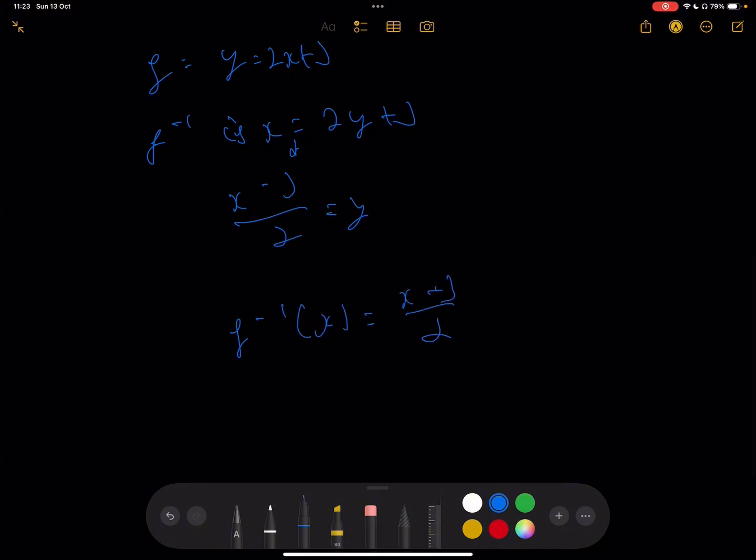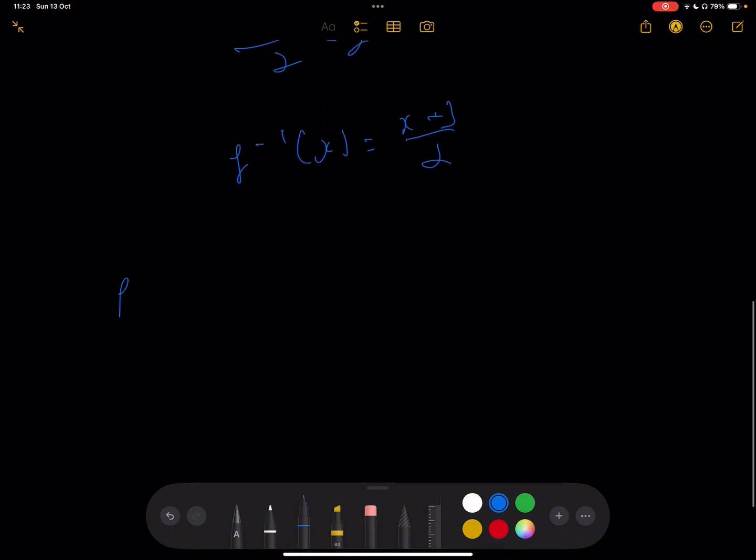This is using variable interchange, as we're interchanging both x and y to get a function for f, the inverse function of f, and then using that to find the actual expression for it.